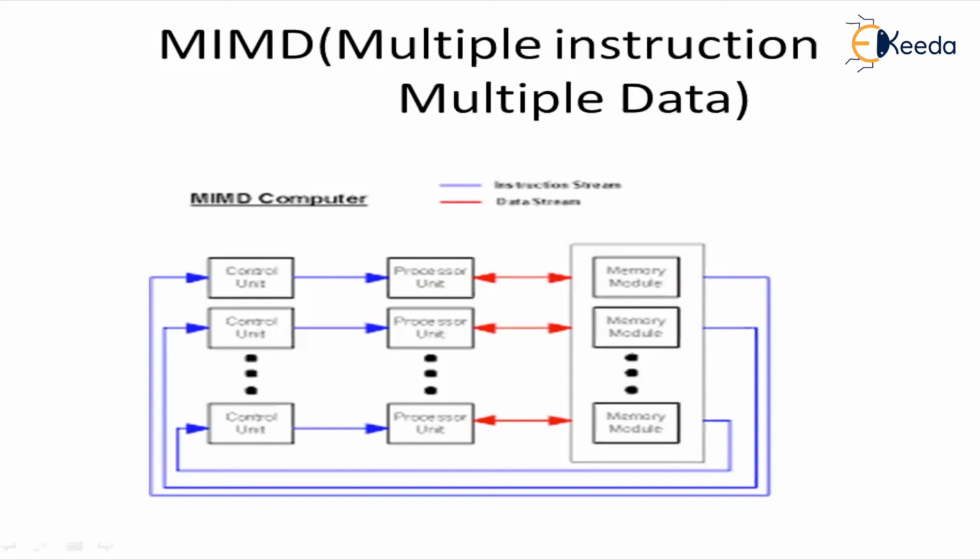So Flynn's classification plays an important role because of these processors, that is SIMD, SISD, MISD, and MIMD.